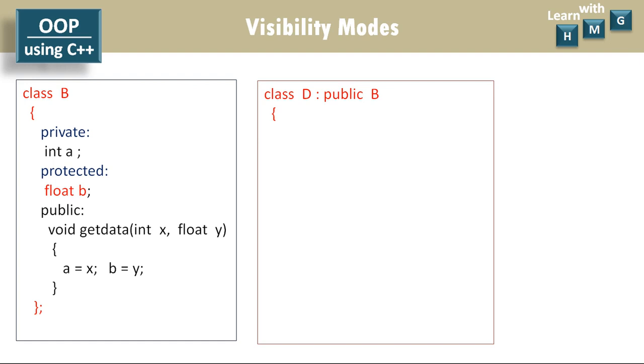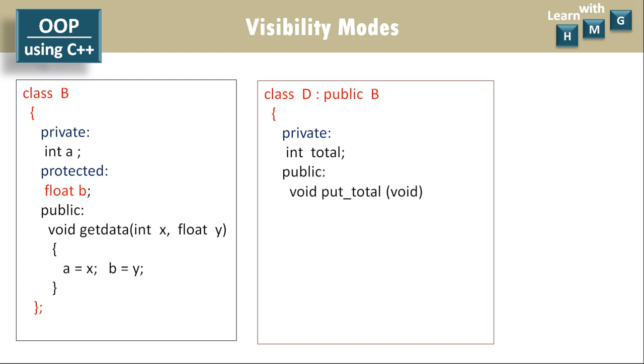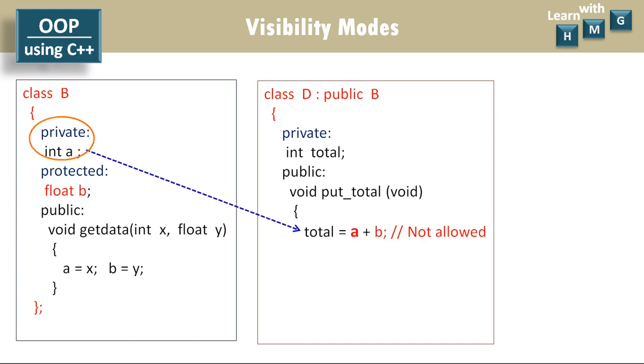This particular class has the private data member total. In the public section there is a put total function, and in this put total function, suppose I am writing total is equal to A plus B. Suppose I am trying to get the total, that is the addition of variable A plus variable B. This is not allowed. Why is it not allowed? Because A is a private data member of class B and private data members of any class are not accessible outside the class.